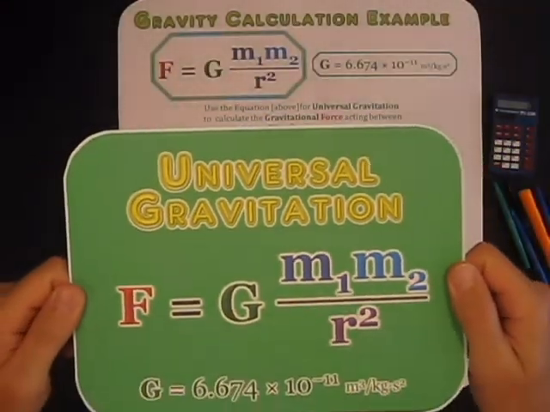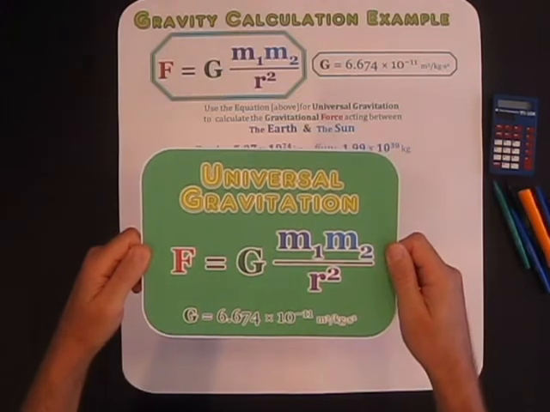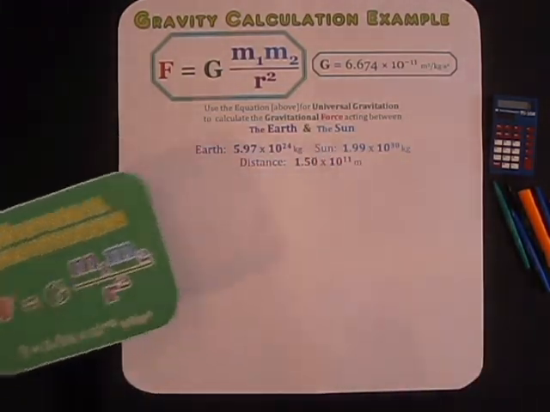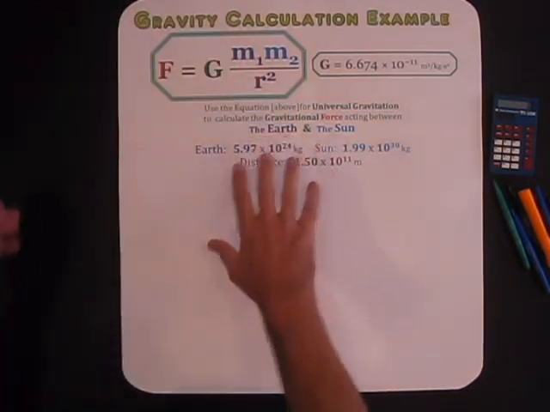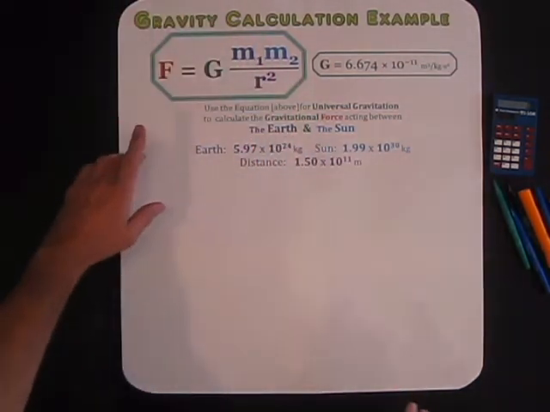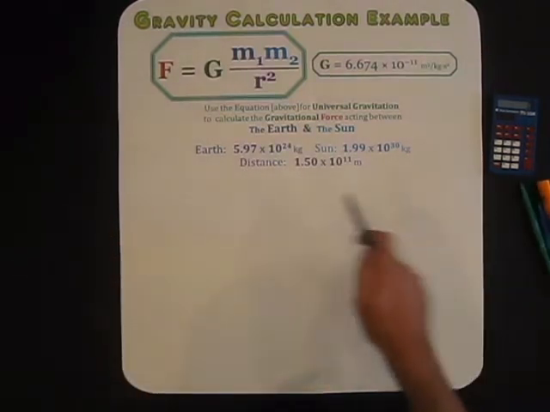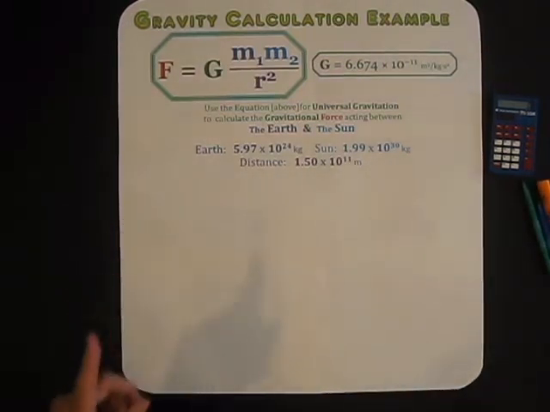Universal gravitation is a calculation we'll be making on the gravity calculations. And I'm going to do an example for you here that is just like the ones you're doing, except for the last one that's a challenge. But I'm going to do it with two of the objects that I did not give you on the sheet.